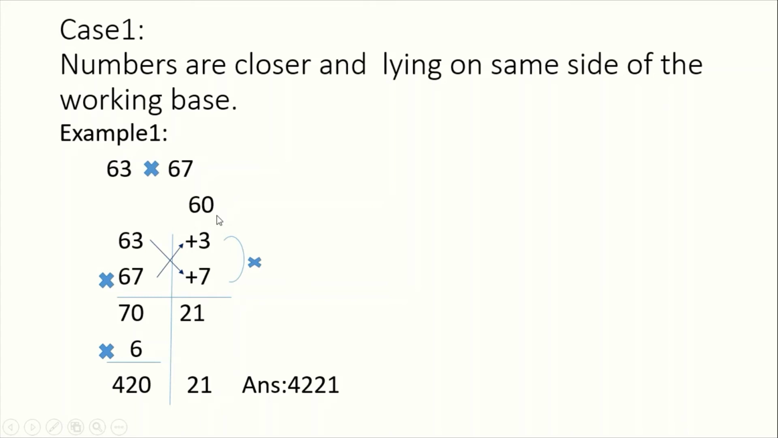as there is only one zero in the working base, there should be only one number in the second compartment. But we are having two digits. So what we have to do? We have to add 2 to the 420. How much you are getting? 422. So that will come in the first compartment. For the second compartment, 1 as it is. What is the answer? 4221.